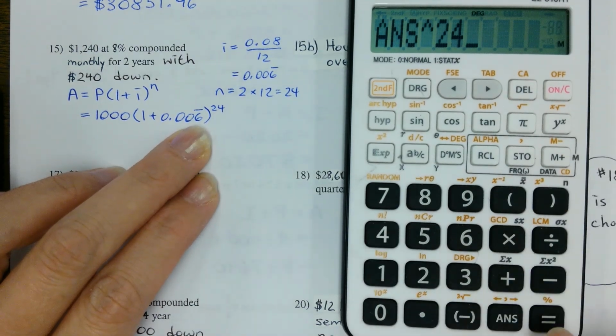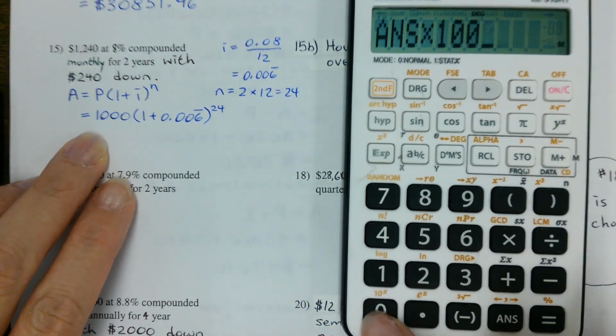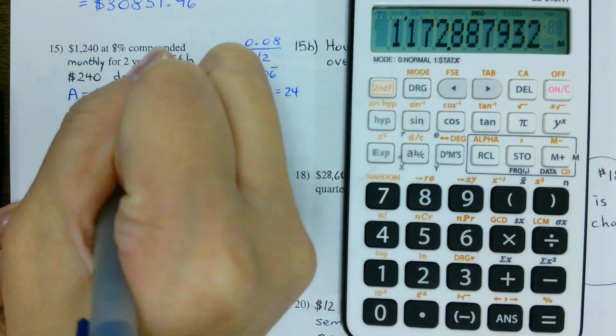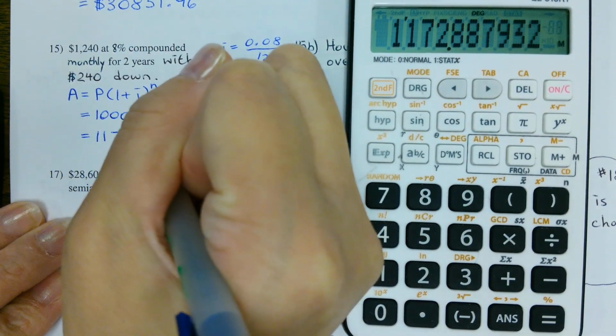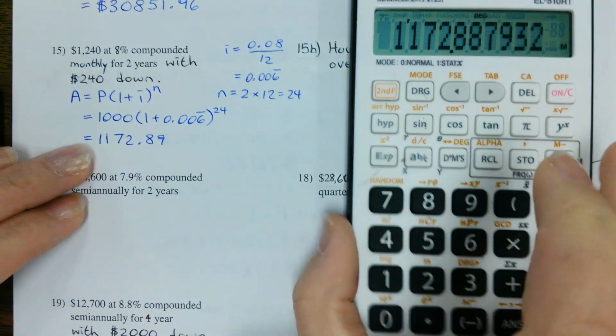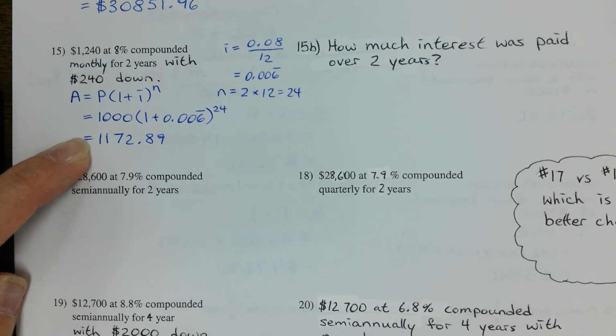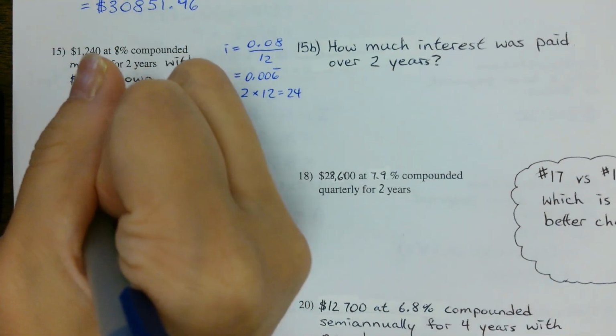All right, wait. So the exponent 24, times 1,000. So $1,172.89. So does that mean at the end Brian paid $1,172 for that gaming system? No. How much did he pay at the end overall?